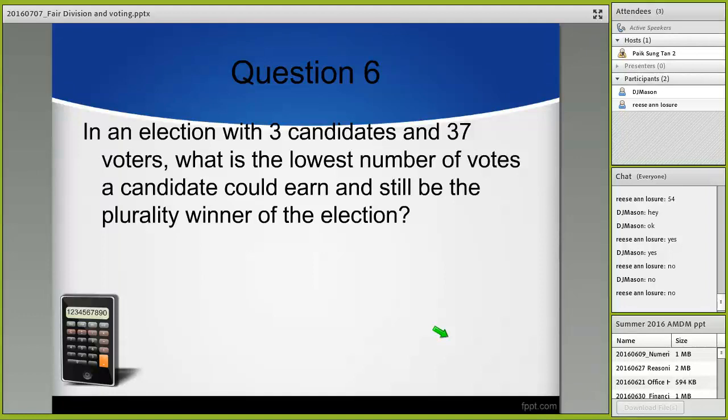So in an election with 3 candidates and 37 voters, what is the lowest number of votes a candidate could earn and still be the plurality winner of the election? Try it out and type your guess in chat box. Whatever you guess is fine. What do you think, DJ? Okay, good guess. So 37 divided by 3 plus 1. As long as it is more than 1/3, then it will be the winner.